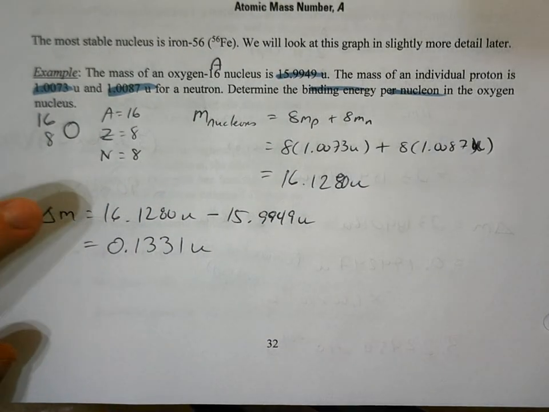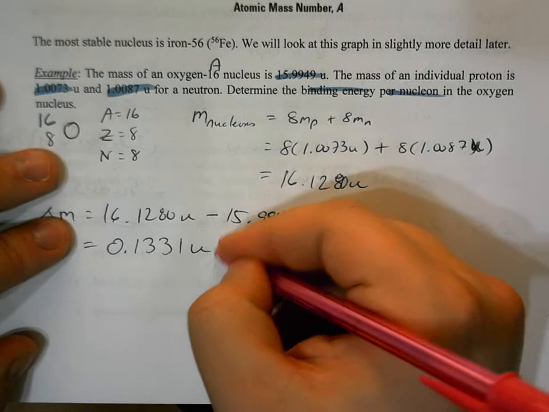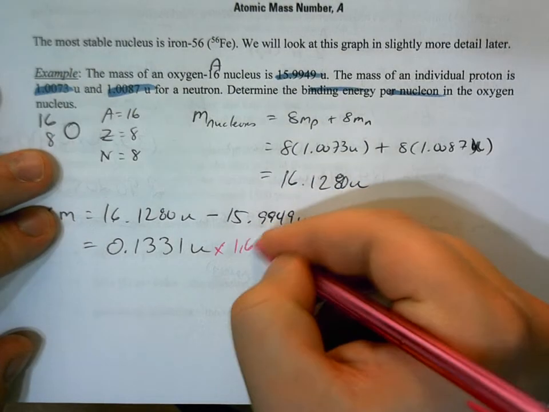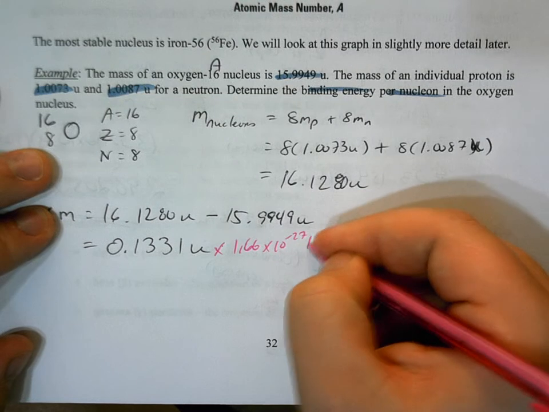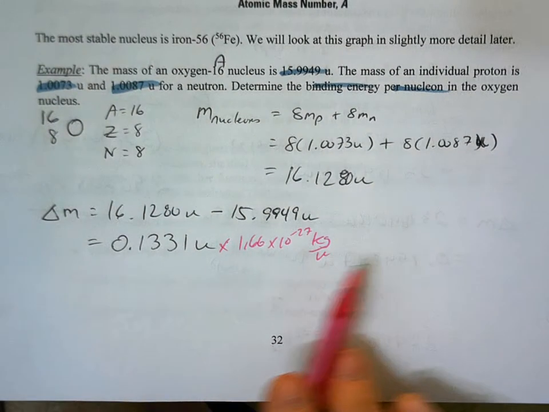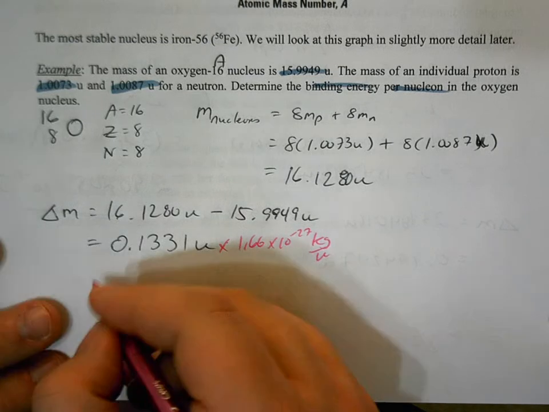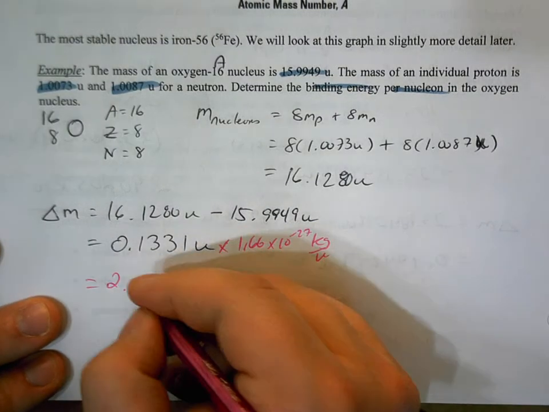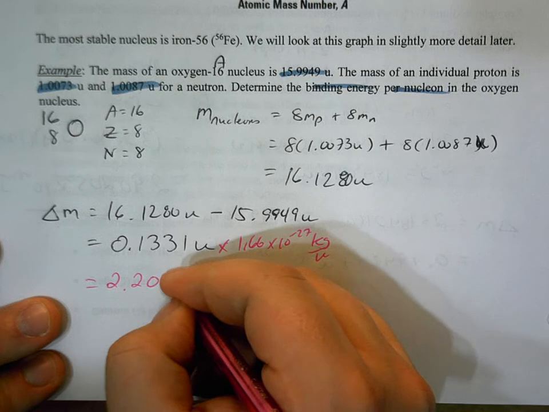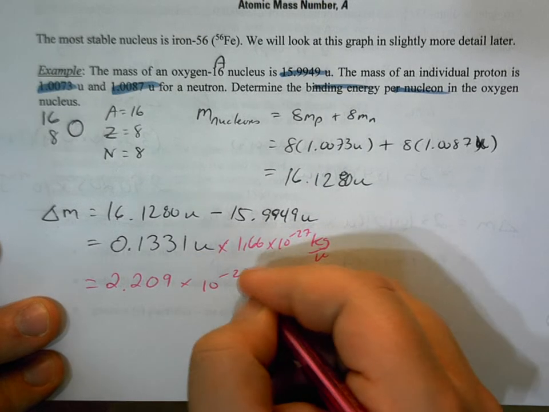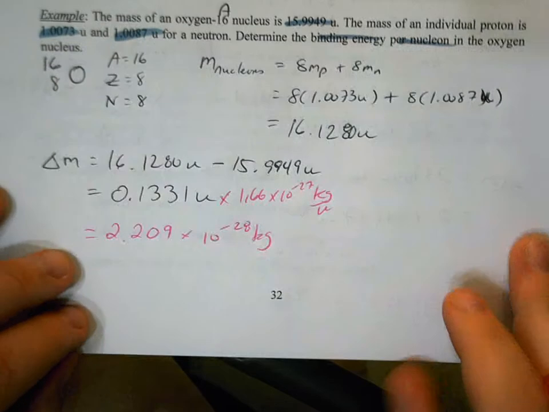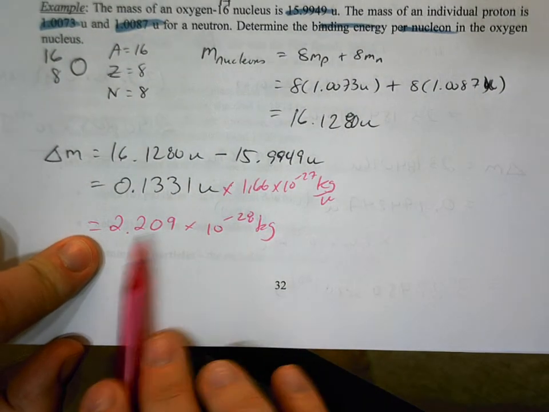To find the energy, we would certainly like to have this in kilograms, because E equals mc squared only works when this is in kilograms. So we're going to multiply this by 1.66 times 10 to the minus 27 kilogram per atomic mass unit. So this mass is going to be about 2.209 times 10 to the minus 28 kilograms. So that's the reduction in mass that we've had.